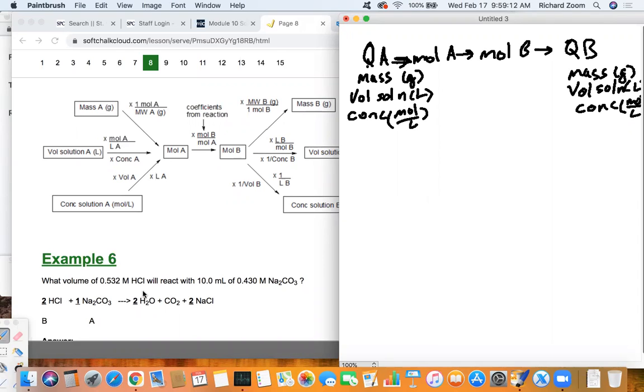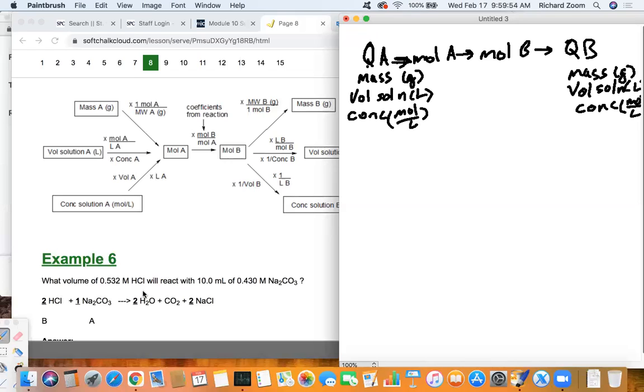So we've got: what volume of 0.532 molar HCl will react with 10.0 mL of 0.430 molar Na2CO3? One rule of thumb I can give you is that generally speaking, whatever you're given the most information about will be what you're going to start with. In this case, we're given two pieces of information about Na2CO3. We're given a volume and we're given a molarity. The HCl, we're only given a volume. So I think it should be fairly clear to you that we should be starting with the Na2CO3.